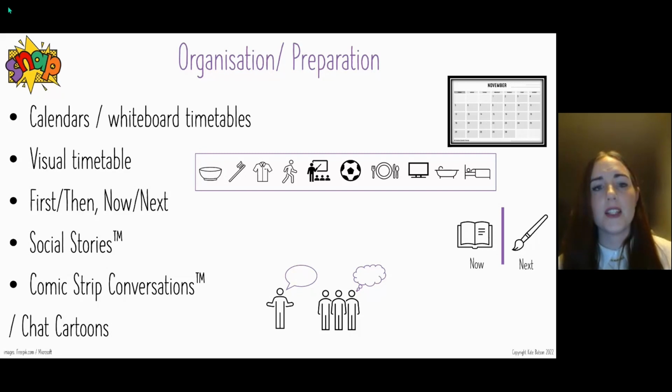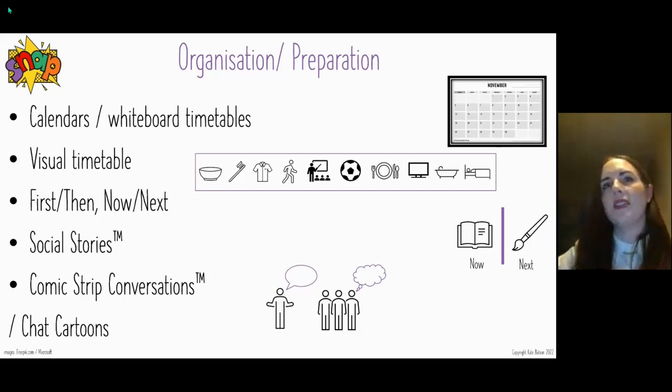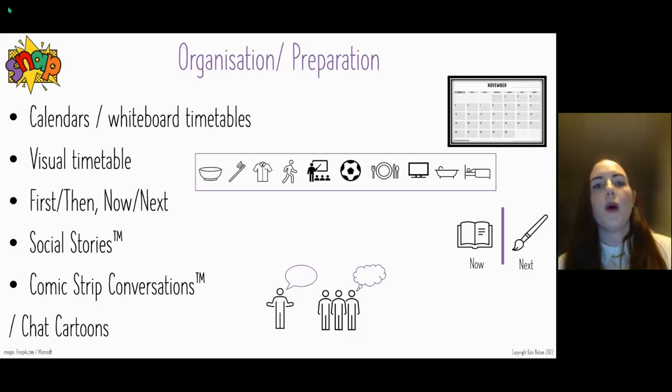So using things like calendars or whiteboard timetables, and this could be your paper annual calendar that you get for Christmas, that you put all the family stuff on. But having a whole year's worth of information might be a little bit of information overload. They might get quite fixated on events or things that are coming up in the distant future. So we might want to scale it back and do one month at a time. You can find whiteboards that have just a month calendar, or if you're using a paper calendar, literally just rip each month off as you go.